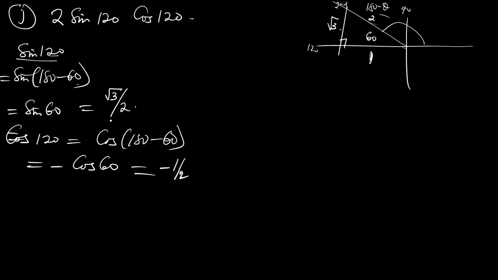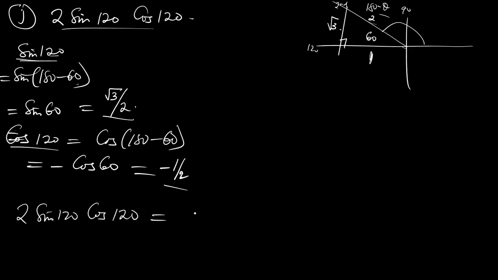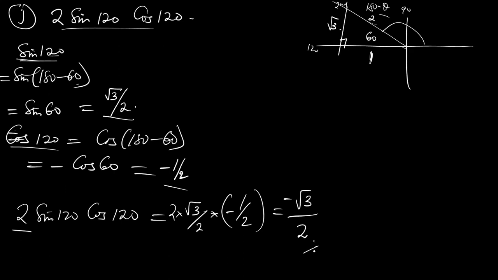Now if you substitute these values into this equation, you have 2 sine 120 cos 120 equal to the square root of 3 over 2 times minus 1 over 2. Then there is 2 here. So this will give us minus the square root of 3 over 2. So this is the final answer to that particular problem.